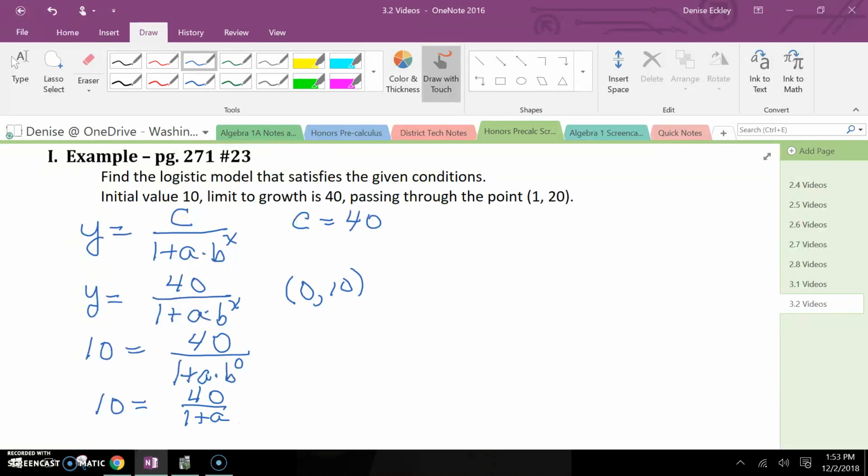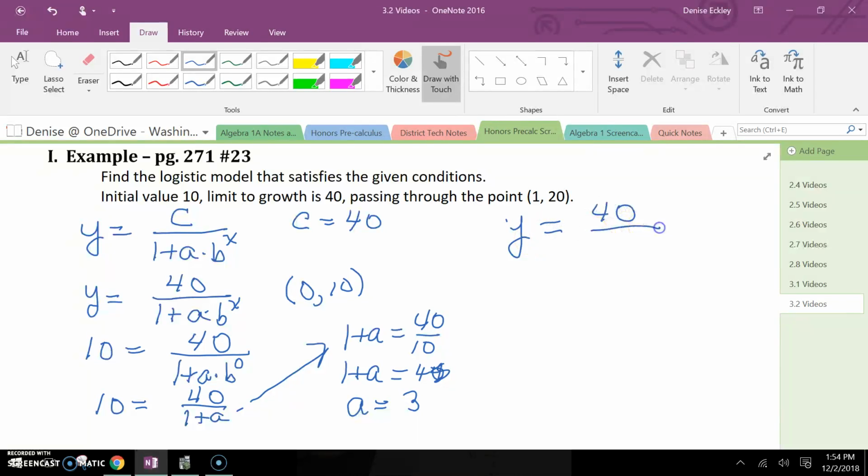And now we can solve this for a. So what we get is that 1 plus a equals 40 over 10, or 1 plus a equals 4. So a equals 3. So now we have a. So we have that part of our function. So y is going to equal 40 over 1 plus 3 times b to the x power.